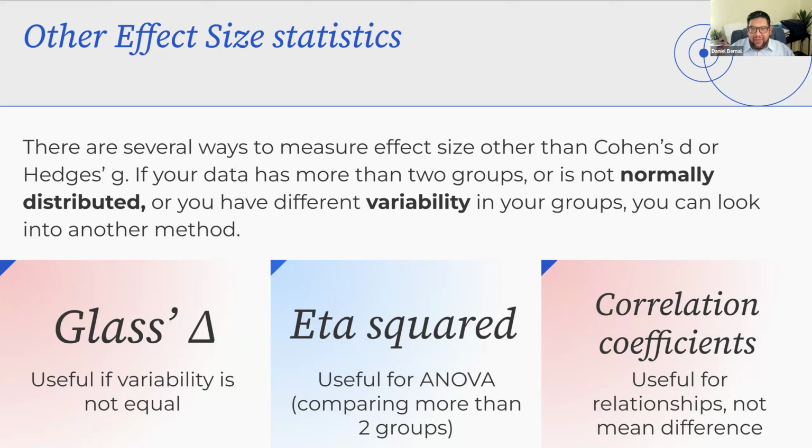So just know that Cohen's d and Hedges g are not the be all end all. There's a whole ecosystem when it comes to statistics and effect size, and really making sure that we are having the right tool for the task at hand. And again, Hedges g is going to be most useful when you're looking at the difference between two groups.